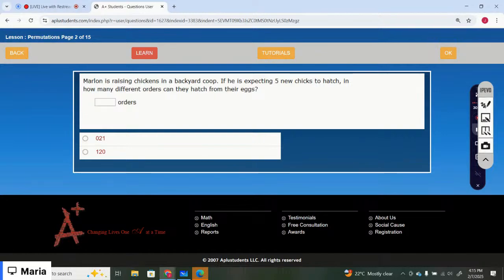Marlon is raising chickens in a backyard coop. If he is expecting 5 new chicks to hatch, in how many different orders can they hatch from their eggs?